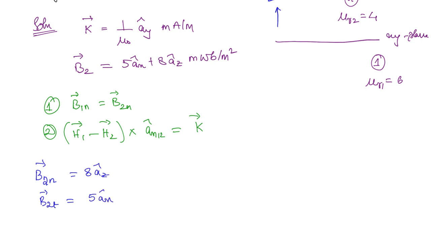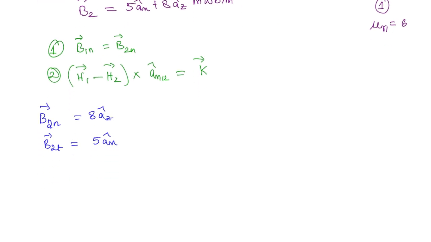Here only the x component is remaining, but if there is a y component as well, that will also be included. So first we have found out the normal and the tangential components. Then we can apply the first equation. What is that? B1n bar is equal to B2n bar. So this will be equal to 8az cap. So B1n bar we know.